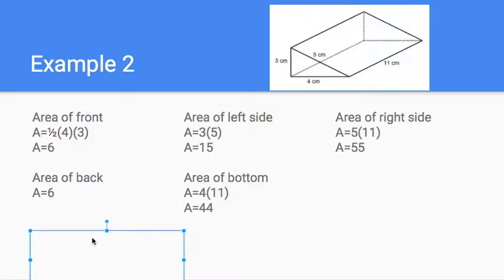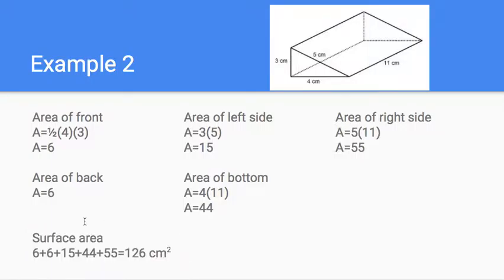So surface area, I'm going to add it all together. Surface area is going to be 6 plus 6 plus 15 plus 44 plus 55, which is 126 square centimeters. And surface area doesn't have to be in square centimeters. It can be in any square units. It just so happens that every single example that I found was in centimeters.